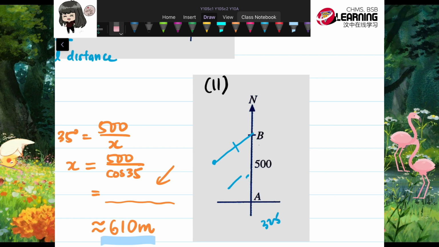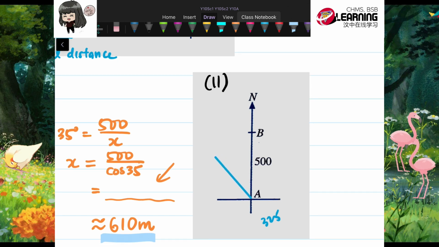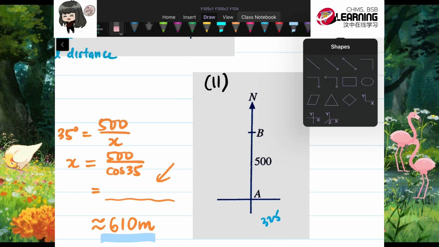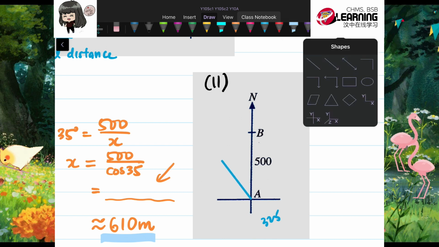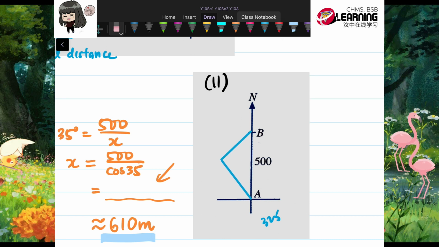Okay, I will draw a proper one. Walk until here where he reaches. Oh, it doesn't look the same. Roughly only like that. So we assume this and this are the same, equidistant. So you walk until here. At this point, the distance from A and B is also the same. And this is angle 35 degree.